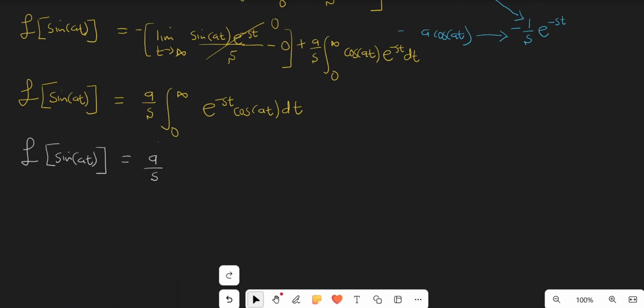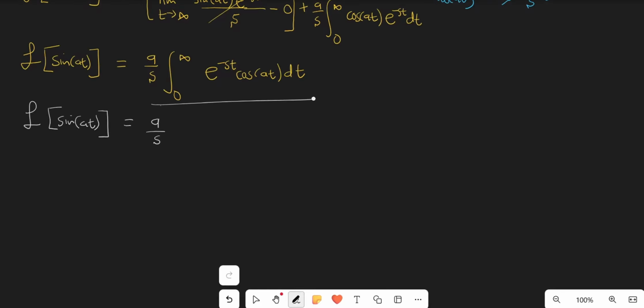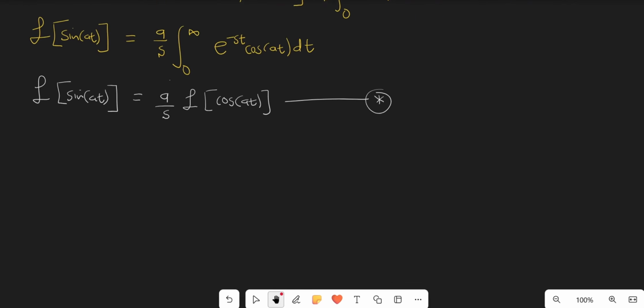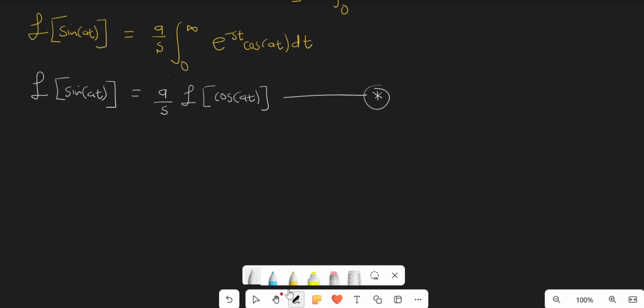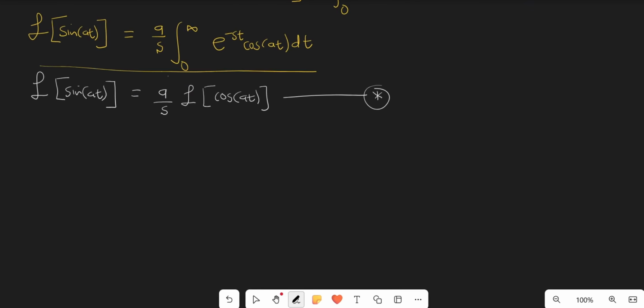Alright, so now this one too is the Laplace transform of the function cosine of at. So the Laplace transform of the function sine of at is equal to a over s times the Laplace transform of the function cosine of at, like this. Let me call this one equation star because we'll have to come back to this later on. Now let's switch colors again and go back to this one.